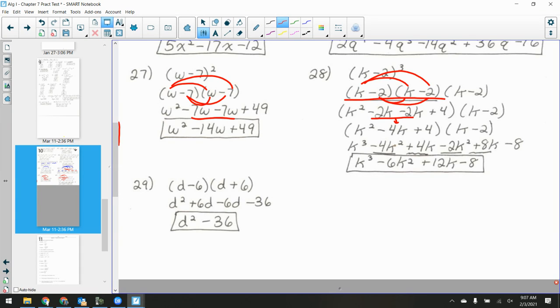And then I believe there's just one more problem. It's a really easy one. d minus 6 times d plus 6. Remember, that's that difference of squares special one. Could we just FOIL that? Of course. But what's unique about that is that the inners and outers are going to cancel out.